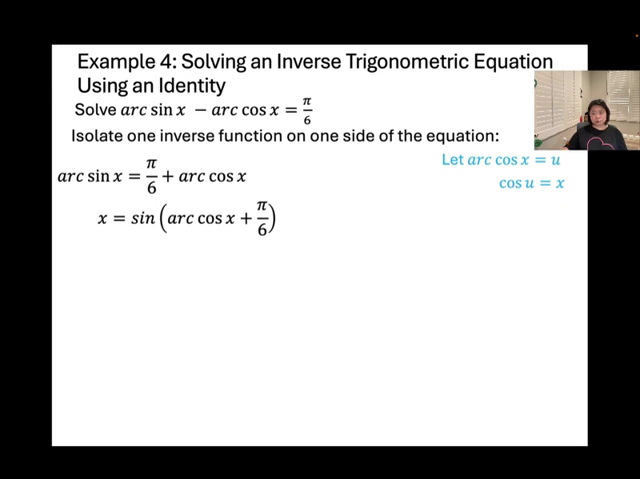And remember the inverse function, cosine u equal to x, is from quadrant 1 and quadrant 2. It means that the arc cosine of x will be between 0 and pi. Now we plug back in. What is the arc cosine of x? We just let it be u. And then we apply the identity. What is sine a plus b? That will be equal to sine a cosine b plus cosine a sine b.